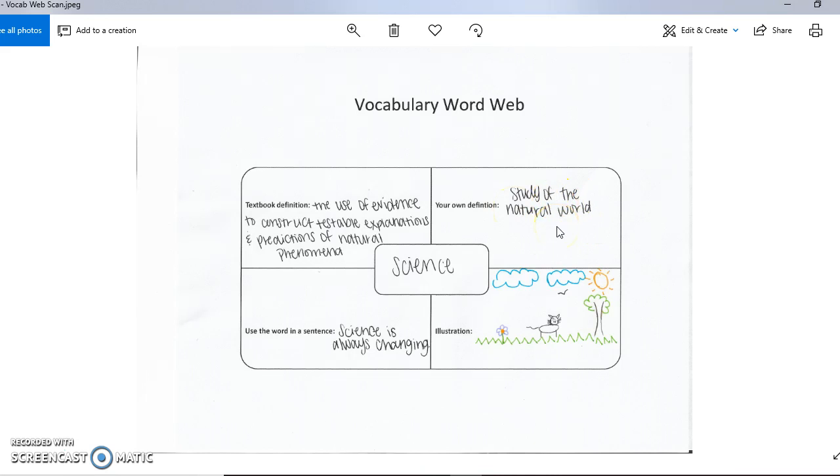their own definition of what they think science means. And I wrote the study of the natural world, and that's what I think of when I think of science. And then they are having to use this word in a sentence to help their understanding of what science is. And I put that science is always changing, and we can get lots of different answers because it's a very broad subject. And then here is where the visual comes into play.